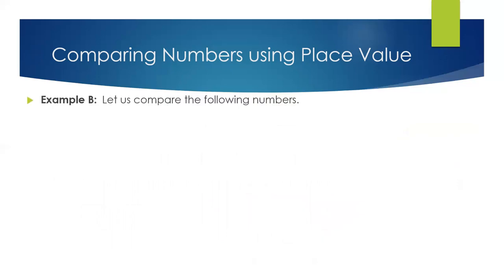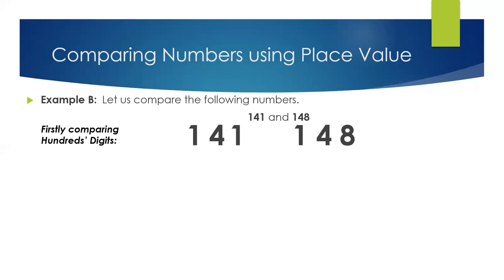So let us analyze another example following the same pattern. Here we are having two numbers, 141 and 148. Both are three-digit numbers, so we can compare them using rule number two. Firstly, we will compare the hundreds digit. Here we can see that in both the numbers, the hundreds digits are the same. In the first number it is 1 and in the second number it is also 1, so they are the same.